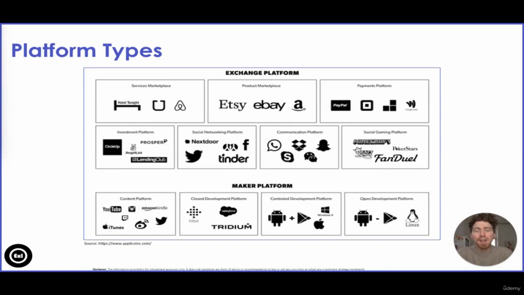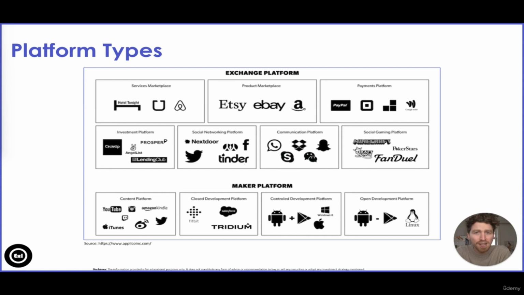Platform types. In general, we can distinguish between 2 platform types, a maker platform and an exchange platform. While at an exchange platform, you have the platform facilitating the interaction between 2 or more parties. In a maker platform, you have one creator which has the ability to use the platform to spread his message and his content to millions and billions, or in theory, an infinite number of consumers. Let me give you some examples.